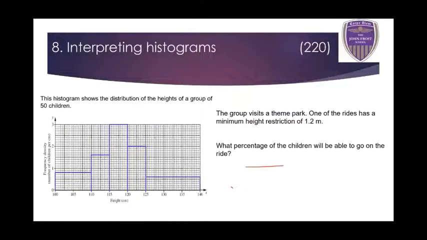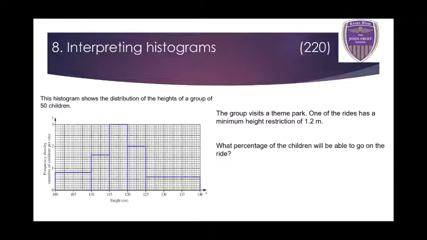Interpreting histograms. So if you haven't tried the question yet, pause the video and have a quick go. And if you have done it, let's jump right in. So histograms. This histogram in particular is showing the distribution of the heights of a group of 50 children. And we've got the diagram here.